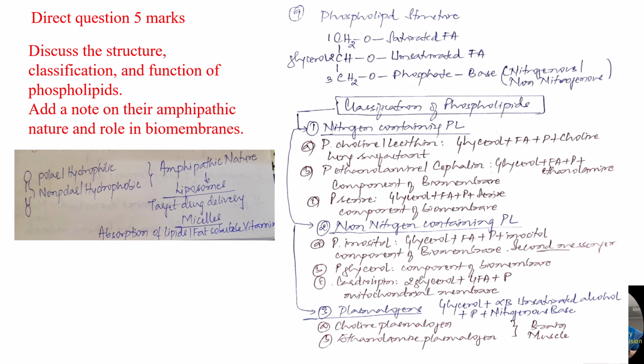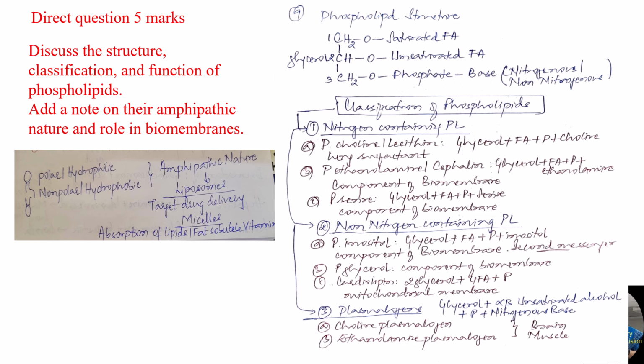So the phospholipids can be classified as nitrogen containing phospholipids, which include phosphatidylcholine, lecithin, which acts as lung surfactant, phosphatidylethanolamine, cephalin, which is a component of the biomembrane and acts as mild anticoagulant also, phosphatidylserine, also component of biomembrane. So the next is non-nitrogen containing phospholipids. This includes phosphatidylinositol, which acts as second messenger for hormone, phosphatidylglycerol, component of biomembrane, cardiolipin, component of mitochondrial inner membrane. The last part is the plasmalogens, which include choline and ethanol plasmalogen, mainly present in brain and muscle tissue.